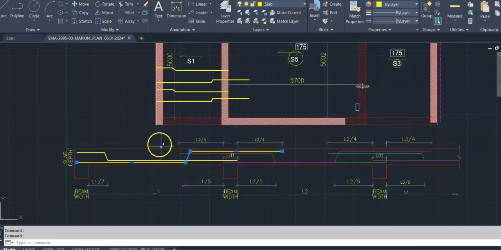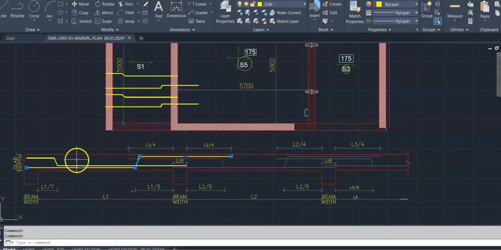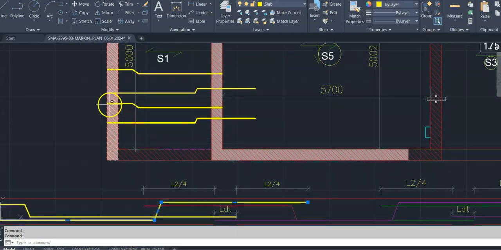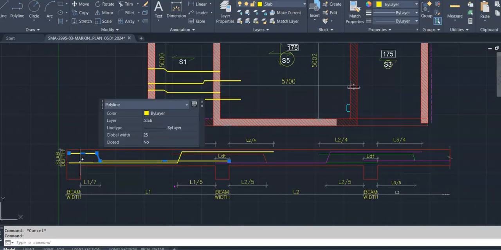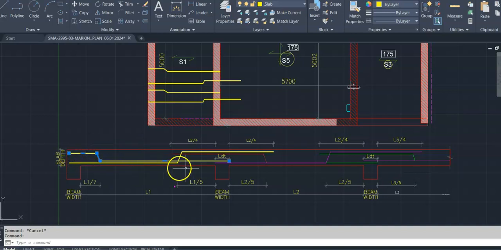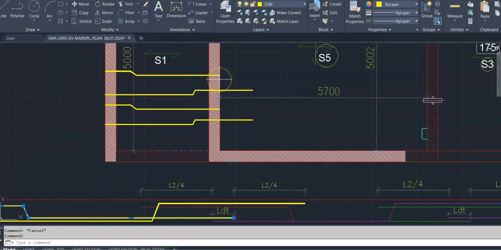Start from this support. L1 by 5 bent up, and the next slab goes L2 by 4. Similarly, the alternate bar starts with the end support and ends with the next support.